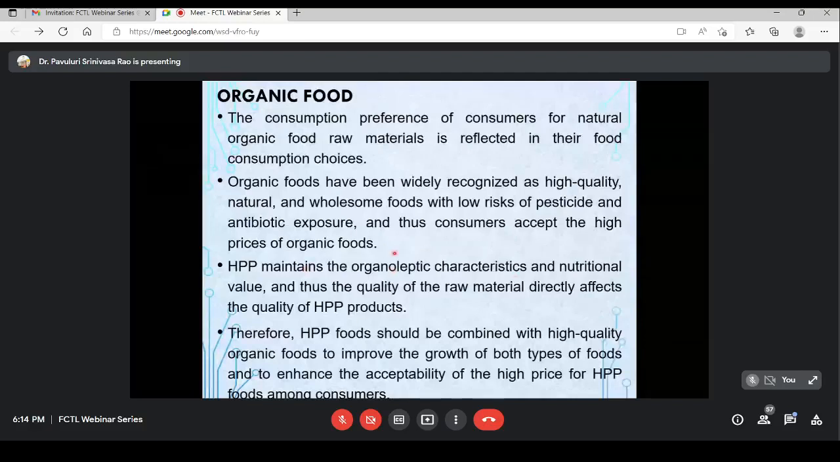HPP maintains the organoleptic characteristics and nutritional value. Thus, the quality of these raw materials directly affects the quality of HPP products. That way we can have superior quality foods generated. Therefore, HPP food should be combined with high quality organic foods to improve the growth of both types of foods and to enhance the acceptability of the high price of HPP foods among consumers. Because as of now, an HPP product is price intensive, so consumers may be stepping back. But when you look at the combination with organic, although it increases the price further, there are people who can spend, and of course may purchase these kinds of products in want of a better quality product and in view of health consciousness.